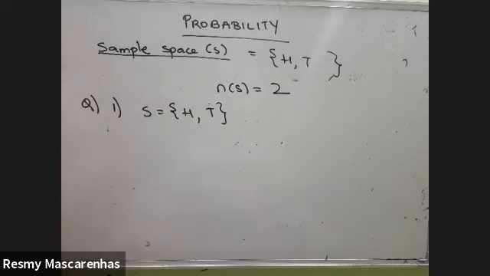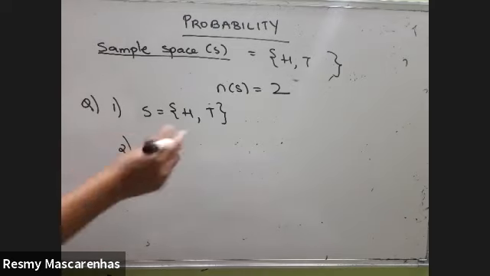If anyone has a doubt, you can ask her. Second one, tossing 2 coins simultaneously. Sometimes they'll mention it as tossing 2 coins simultaneously, or tossing a coin twice. If the same coin is tossed 2 times, in both cases the meaning remains the same. So the question can come in 2 ways, and the answer will be the same.